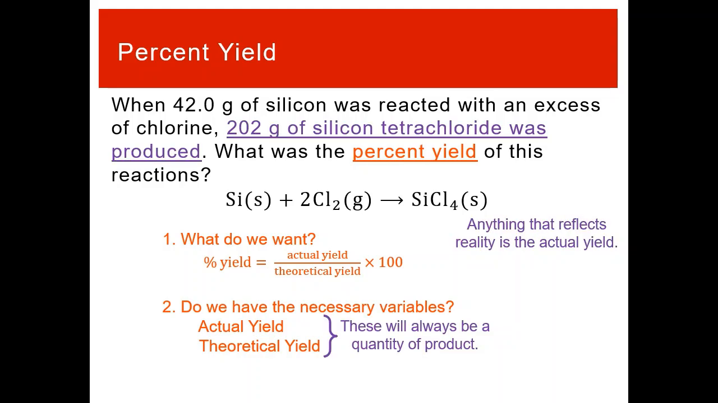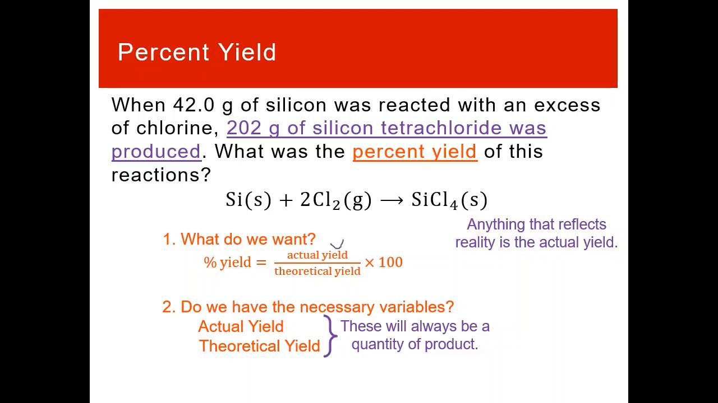So we are told 202 grams of silicon tetrachloride was produced. That language, was produced, means it actually happened. So that is an actual yield. That value we can then plug in as the top part right here, right? That tells us right away, boom, we've got our actual yield.